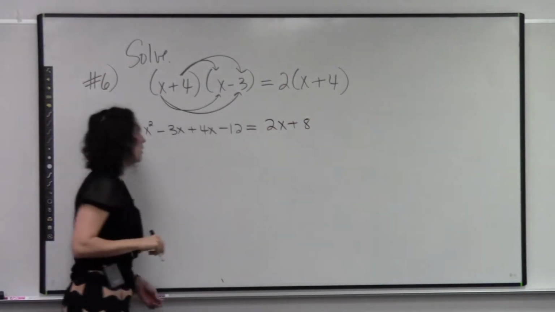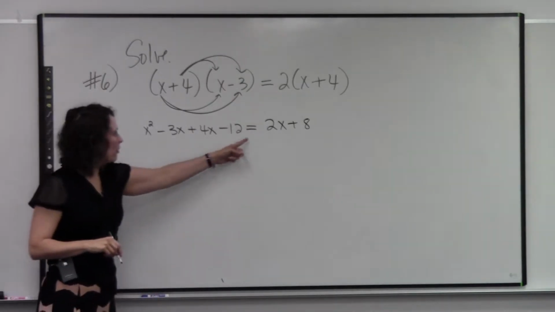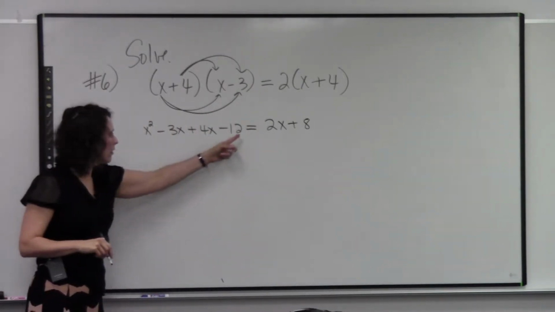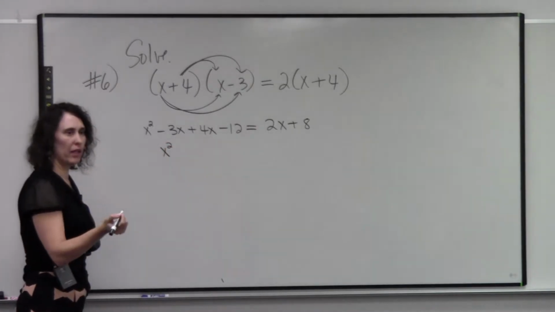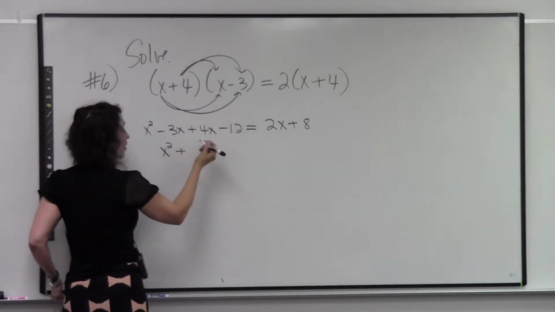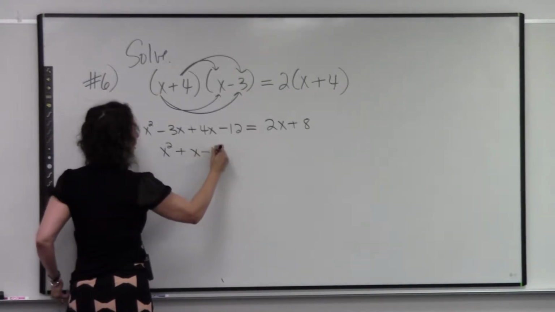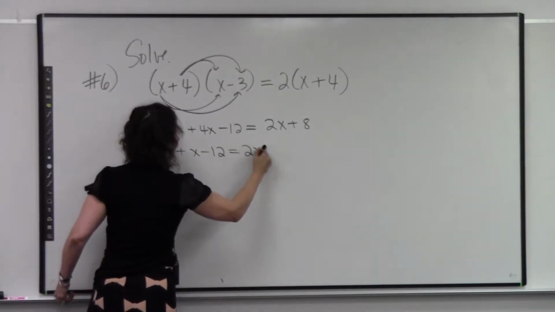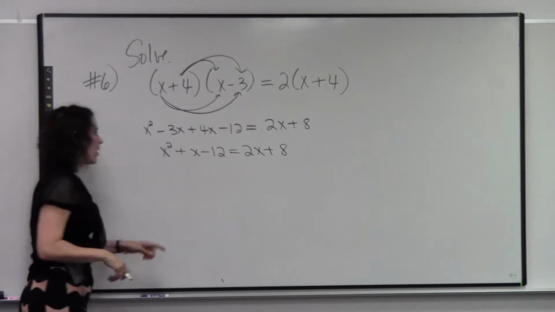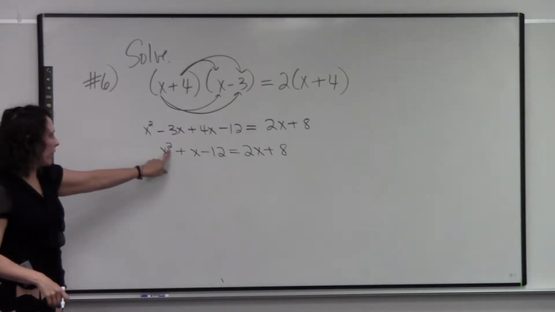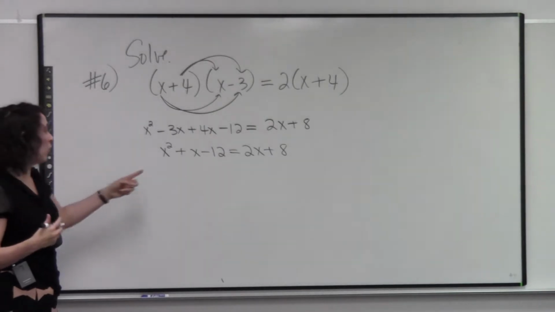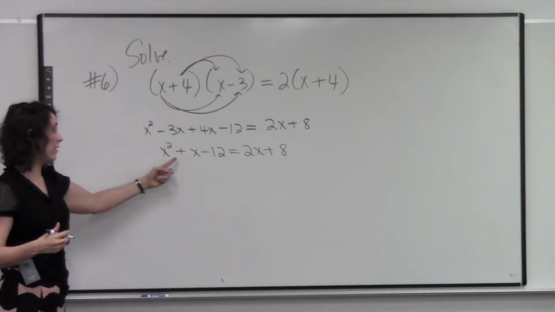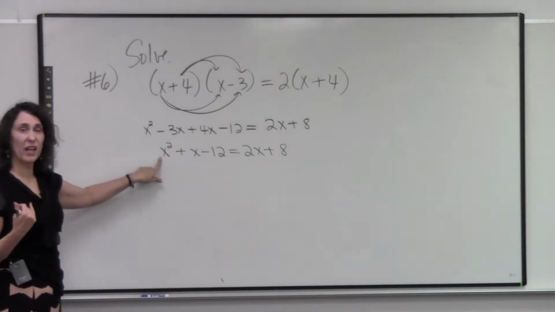Very good. All right, do we have any like terms on this side? Negative 3x. All right, and those are going to combine to give me a positive 1x, or positive x, either way. And then I notice that it's not linear because of that exponent, so I'm needing to get everything to one side. But I want this term to be positive, so I'm going to keep everything on the left.